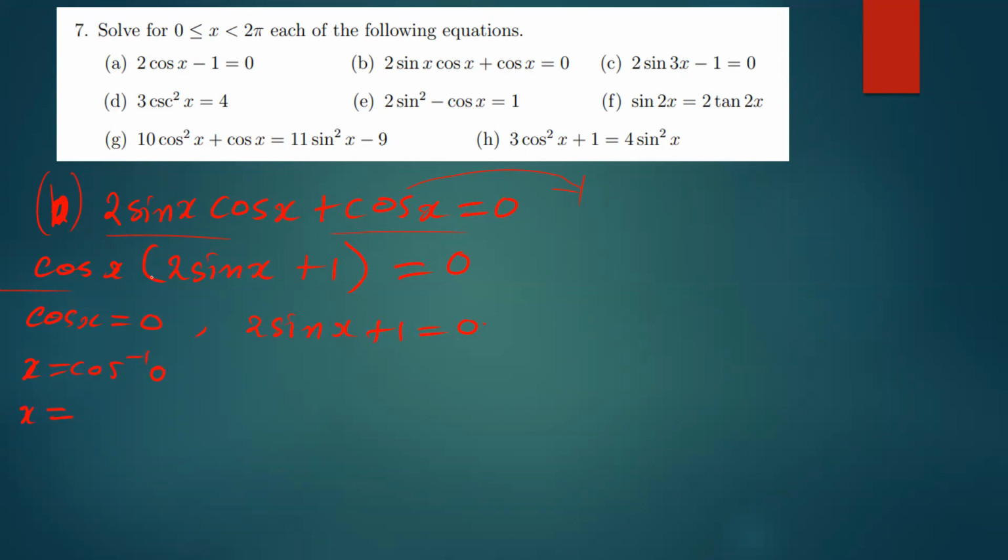Or if you don't want, you can simply just use it in degrees, but make sure that your final answer is in radians, because the interval that has been given is in radians. Yeah, that's the reason why I converted the final answers of the previous question into radians. So cos inverse of 0 will give us 90 degrees.